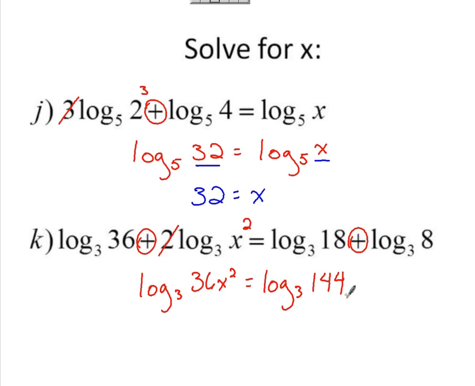Once again, you've got logarithms with the same base on each side. Everything's equal. So whatever's plugged into these logarithms, they must be the same. So 36 x squared equals 144 as we drop the logarithms out. Divide both sides by 36 to isolate that x a little bit better. 144 divided by 36 should be 4.